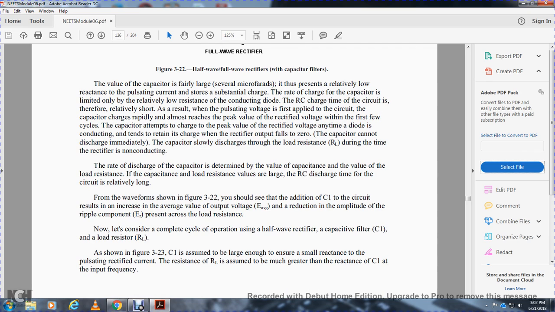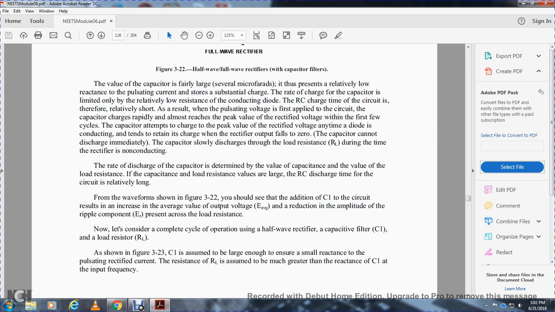The waveforms shown in figure 3-22 show the effect of adding capacitor C1 to the circuit: an increase in the average output voltage and a reduction in the amplitude of the ripple voltage present across the load resistor. The load resistor considered with a complete cycle of operation of the half-wave rectifier with capacitive filter C1 and load resistor RL is shown in figure 3-23.